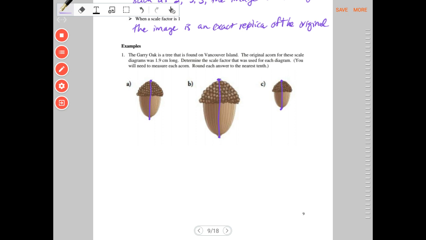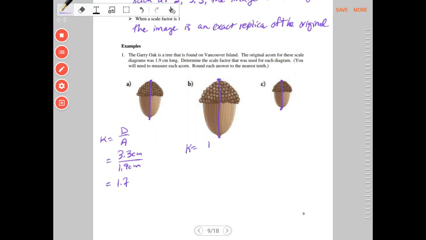Okay, so the scale factor again is diagram over actual. In my diagram, I measured the first one to be 3.3 centimeters over the actual 1.9 centimeters, which was given in the question. To 1 decimal place, or nearest tenth, that works out to be 1.7. So that is an enlargement. It is bigger than the original.